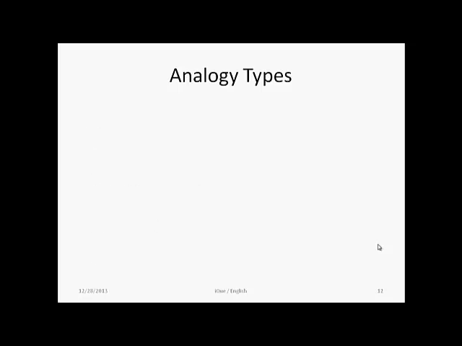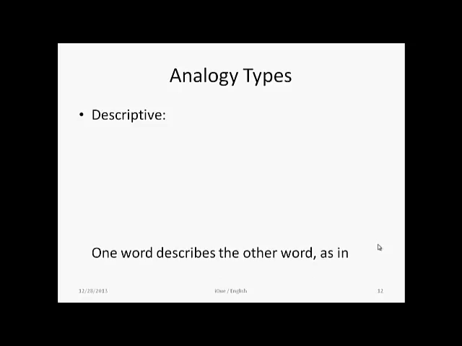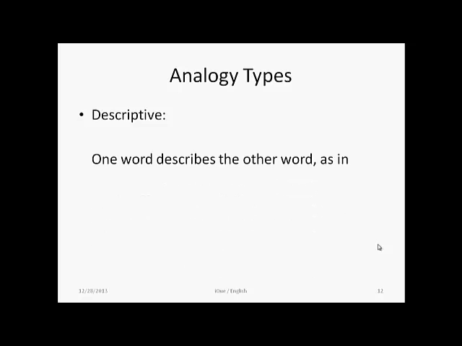The third kind of analogy which may be asked is something which is descriptive in nature. One word describes the other word, as in fast is to cheetah. The word fast describes the quality of the animal, the cheetah. So we could have analogies like as fast as a cheetah, or as swift as a gazelle, or as ferocious as a tiger, and so on.